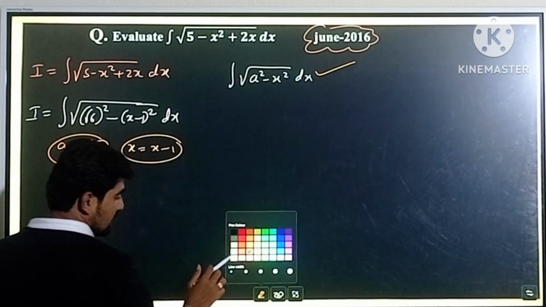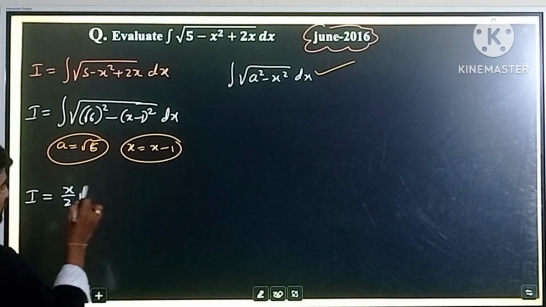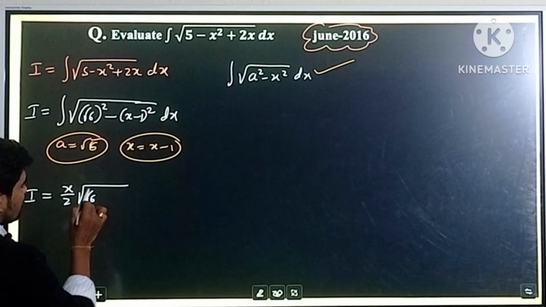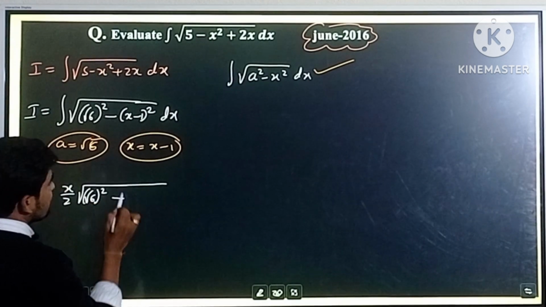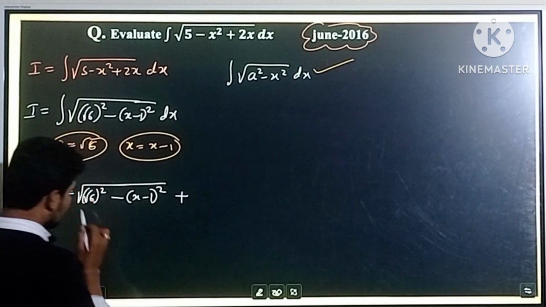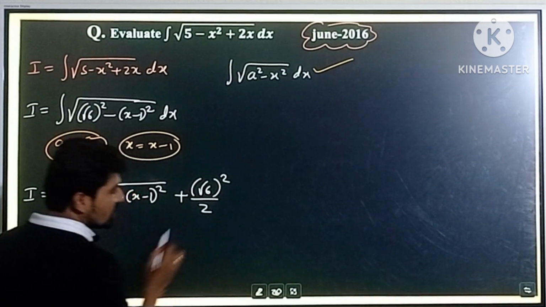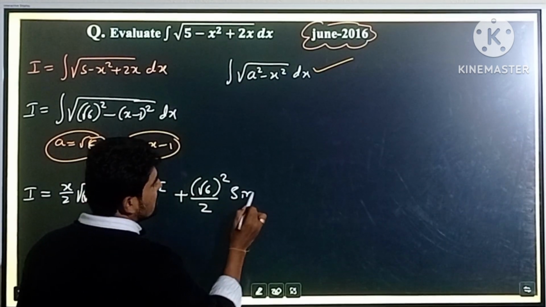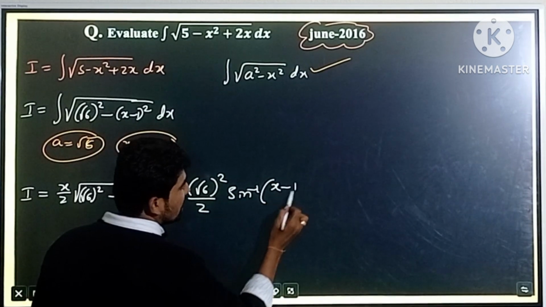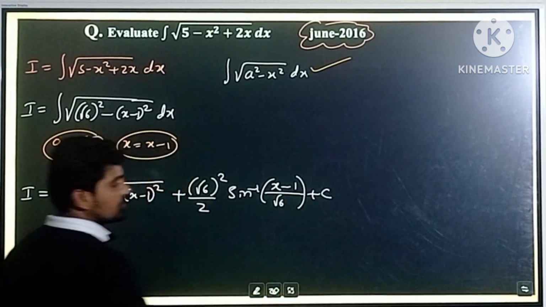That is, I is equal to x by 2 into the square root of a square minus x square. a is root 6, square, minus x square, meaning (x minus 1) whole square, plus a square by 2, that is (root 6) whole square divided by 2, into sine inverse of x by a. What is x? x is x minus 1 divided by a. a is root 6, plus c.